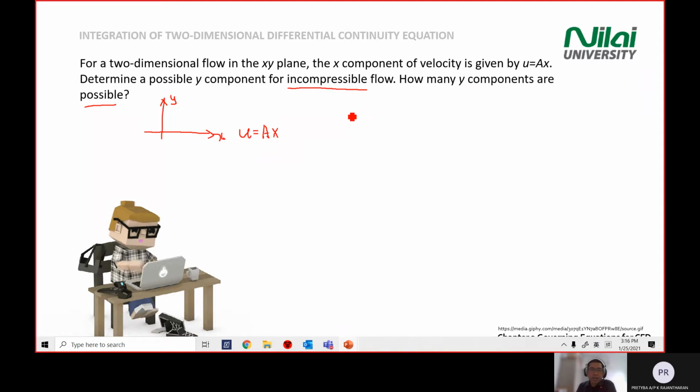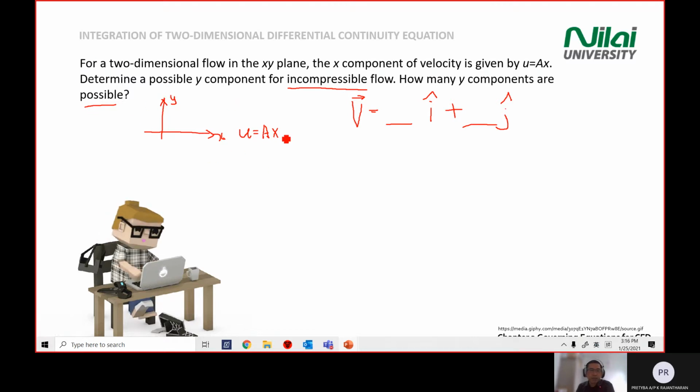So at the end, we want to find a complete velocity vector equal to something i plus something j, because this is only the xy plane. So x represented by i, y represented by j. So we want to find what is the value in this equation. This is what the question wants you to find.